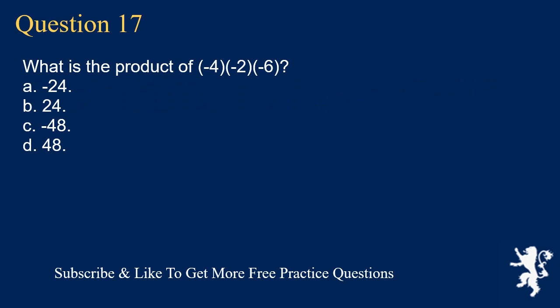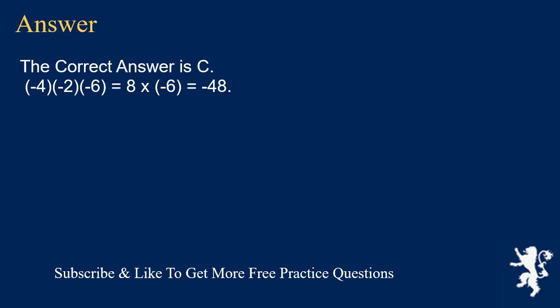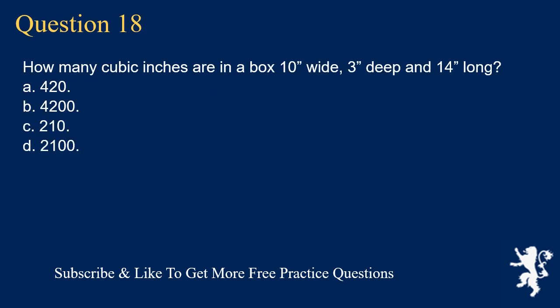Question 17. What is the product of -4 × -2 × -6? A. -24. B. 24. C. -48. D. 48. The correct answer is C. -4 × -2 × -6 = 8 × -6 = -48.